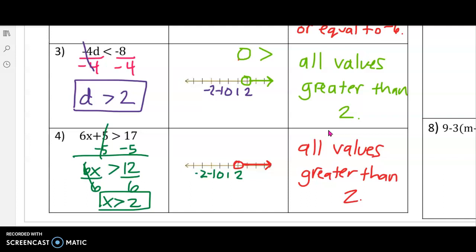So in number 3, notice we divided both sides by -4 because that is what is in front of the D. And we got D is greater than instead of less than 2. Because remember, we talked about if we divided or multiplied by a negative number, in this case we're dividing by a negative number, then the symbol needs to flip.